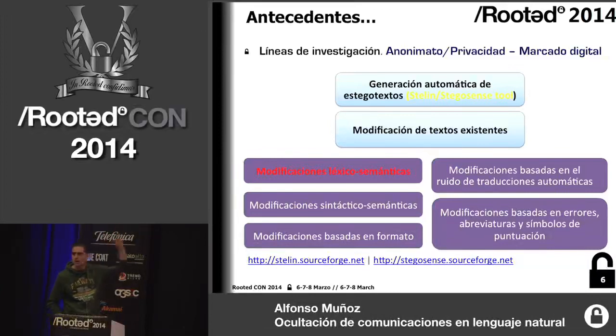The other line is modification of existing texts. Here you can think about anything. I'm going to measure whether an adjective comes with a verb or an adverb, etc. I studied many of those things, but I reached the conclusion that you really needed thousands of words to hide just a small number of bits. So I decided to put it aside. Perhaps I will go back to it in the future. Today, in my talk, I'm going to focus on the psychosemantic modification.